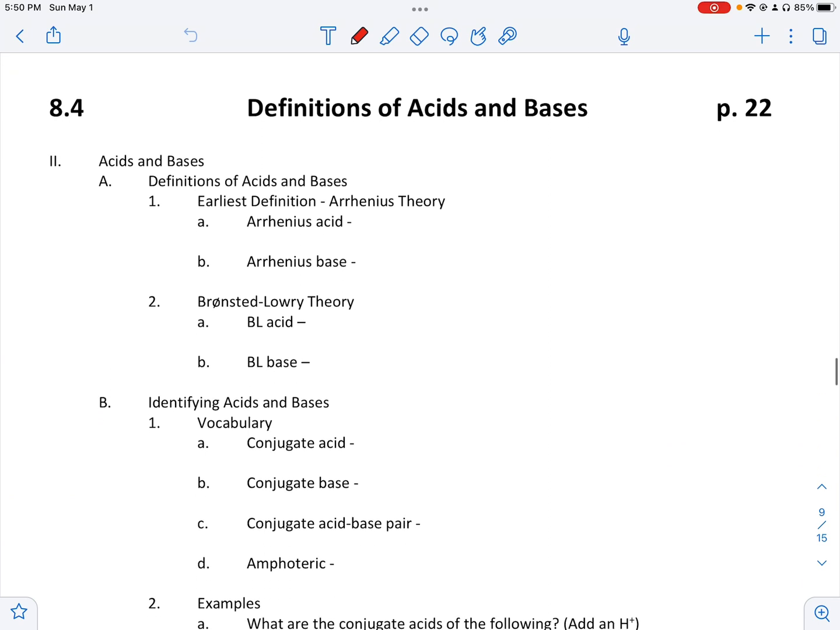Okay, so this week we're going to talk about definitions of acids and bases. We're shifting our gear from solutions, and now we're going to talk about acids and bases. We're first starting with our definition of acids and bases.